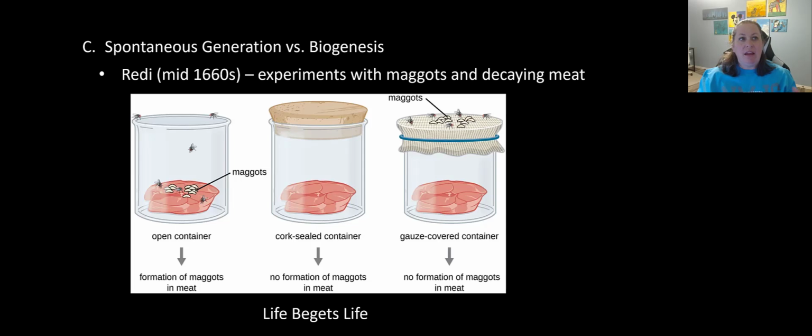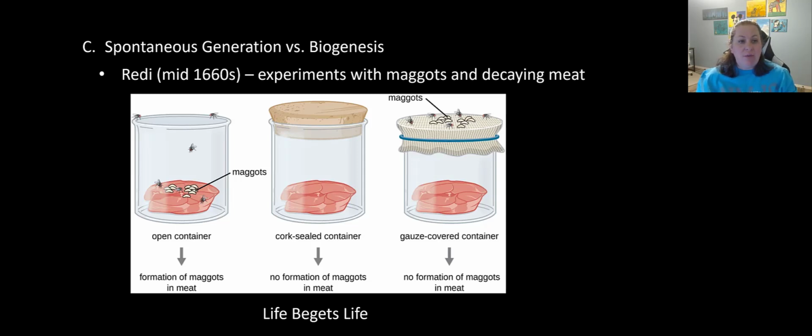Now, how did Redi disprove spontaneous generation and prove biogenesis? Well, he did an experiment where he used maggots in decaying meat. In the first container, he put rotting meat and allowed it to continue to rot, but it was wide open, so flies were able to land on it. He noticed that little structures called maggots started to form on it, and then more flies came out of that. This is what he saw when it was open to the air.